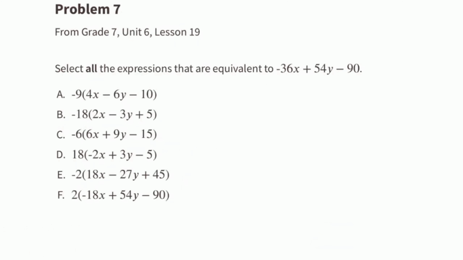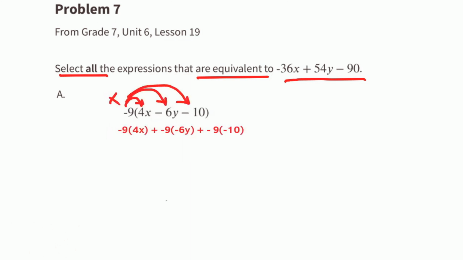Problem number 7, from 7th grade Unit 6, Lesson 19. Select all the expressions that are equivalent to negative 36x plus 54y minus 90. Expression A. Use the distributive property and multiply negative 9 times 4x, and multiply negative 9 times negative 6y, and multiply negative 9 times negative 10. The expression simplifies to negative 36x plus 54y plus 90 instead of minus 90, so don't select A.